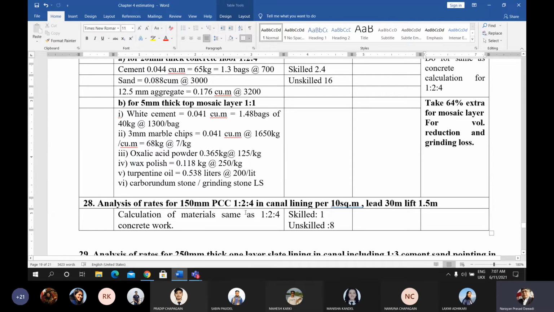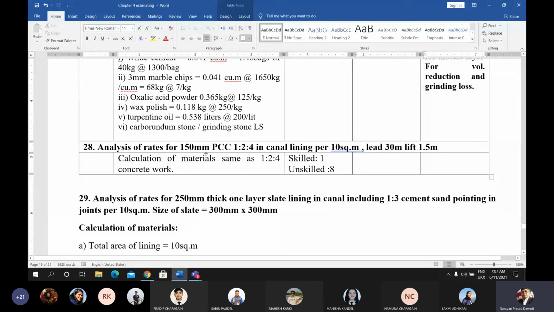And for the laying in the analysis of canal lining using the PCC work, we need manpower as skilled manpower 1 and unskilled manpower 8 numbers, and the rate of skilled is 1200 per number, and unskilled is rupees 900 per number. You can do the rate analysis by yourself using this data, okay.